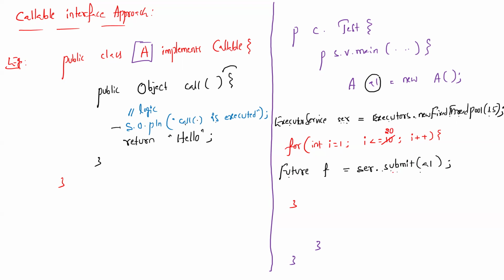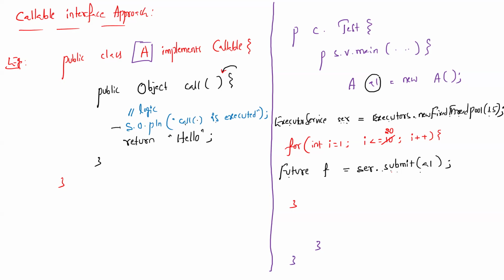I'm executing this submit method, meaning I want to execute this call method 20 times. Possible? Absolutely possible. That's the advantage. Now, for example, the number of threads in the thread pool is 15. But how many times do you want the call method to be executed? Or how many customers will approach Flipkart? More than the thread pool.